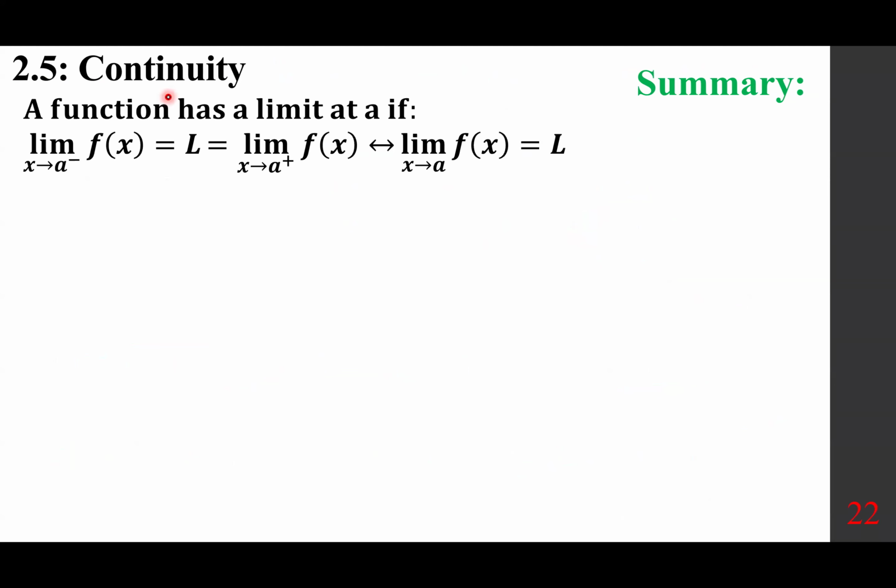Here's the summary of continuity. A function has a limit at a if the limit of f of x as x approaches a from the left equals L, the limit of f of x as x approaches a from the right is L, and the limit of f of x as x approaches a equals L when the two one-sided limits are identical. And it becomes continuous when it's equal to its functional value.